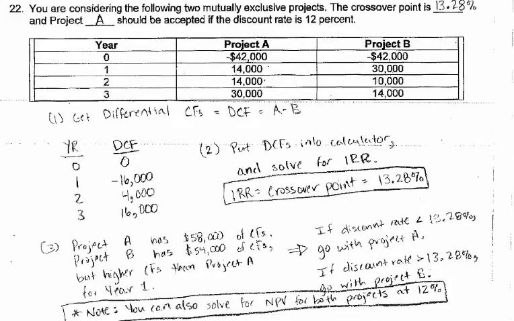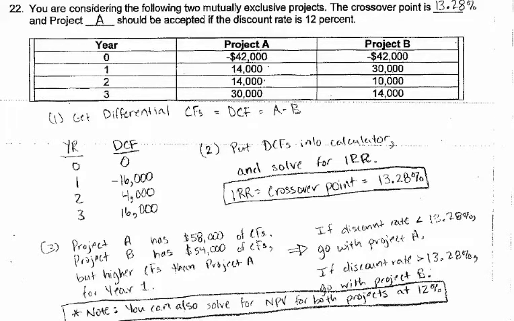Now let's take a look at number 22. You're considering the following two mutually exclusive projects. What does that mean? You have to choose one or the other. The crossover point is 13.28%. That means that their NPV profiles are going to cross at some point, and project A should be accepted if the discount rate is 12%. Now, how did I know the 13.28% and the A? Well, on the exam, those are the two bits of information you would be solving for.